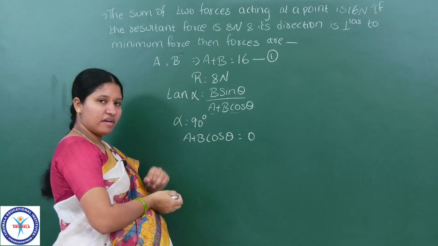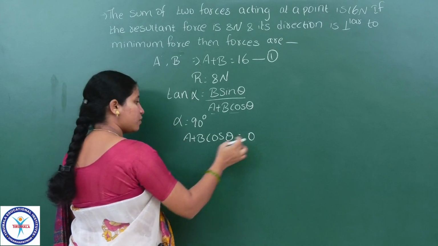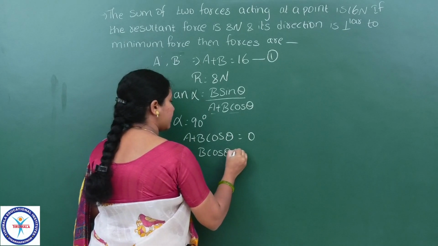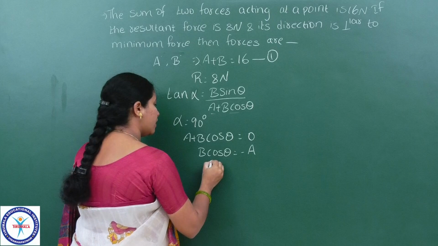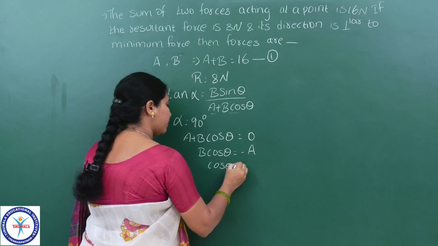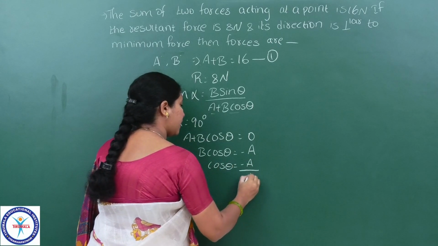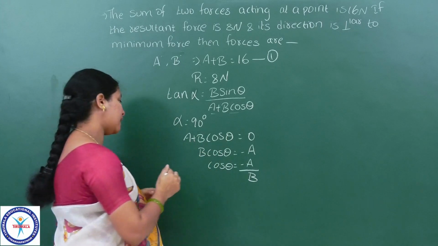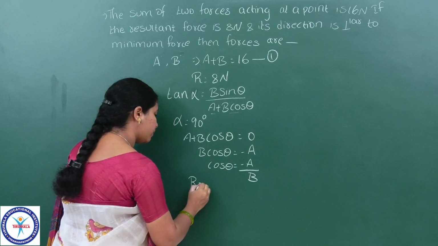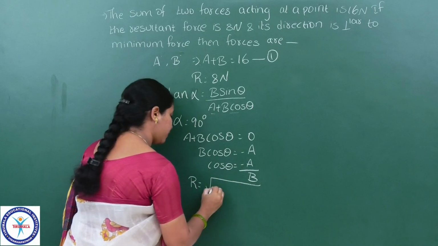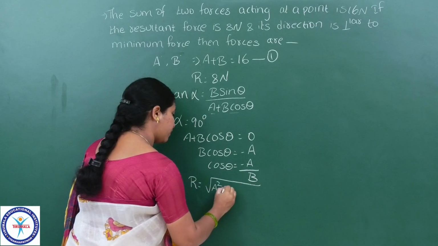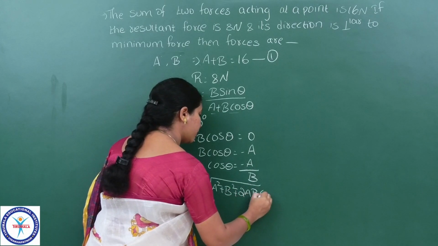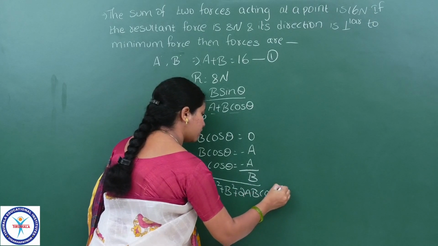Let us take the value of cos theta. Transpose A to RHS, we get B cos theta equal to minus A, and cos theta will be minus A by B. Already we know the resultant formula, that is R is equal to square root of A square plus B square plus 2AB cos theta.